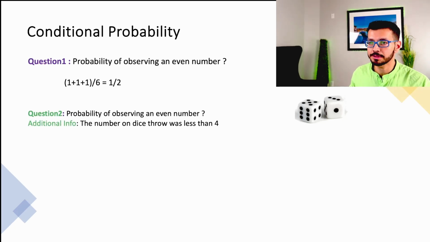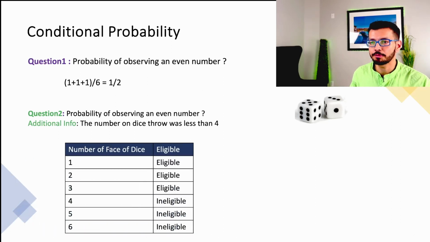Now let's say I ask you the same question, but now I provide you with additional information. The question still remains the same, which is to calculate the probability of observing an even number, but the additional information is that the number on the dice throw was less than 4. Let's again take a look at the eligibility and ineligibility criteria for each of the individual numbers. I've tabulated the same on this table. On the left-hand side, you have the number on the face of the dice, and on the right-hand side, you have the eligibility criteria. As you can see, now only 3 numbers qualify given the additional information, which was that the number on the dice throw was less than 4. So only 1, 2 and 3 qualify; 4, 5 and 6 are not qualified anymore.